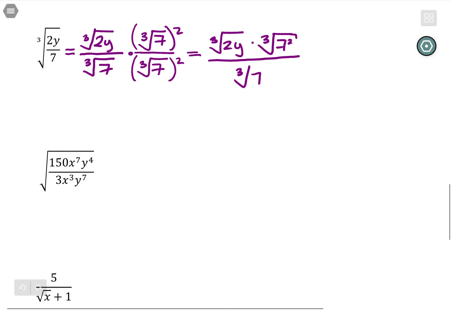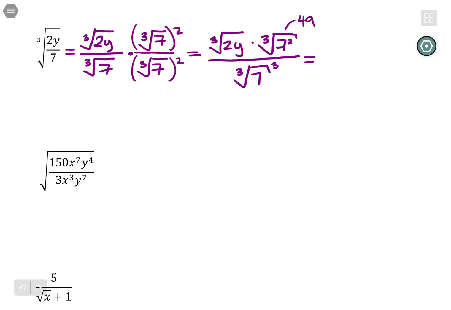On the bottom, oh no, my batteries are getting low. Cube root of 7 cubed. I multiplied a single cube root by 2 more. That's a cube root cubed, which cancels. So in the top, I'm going to go ahead and write 49 here because I'm running out of horizontal room.